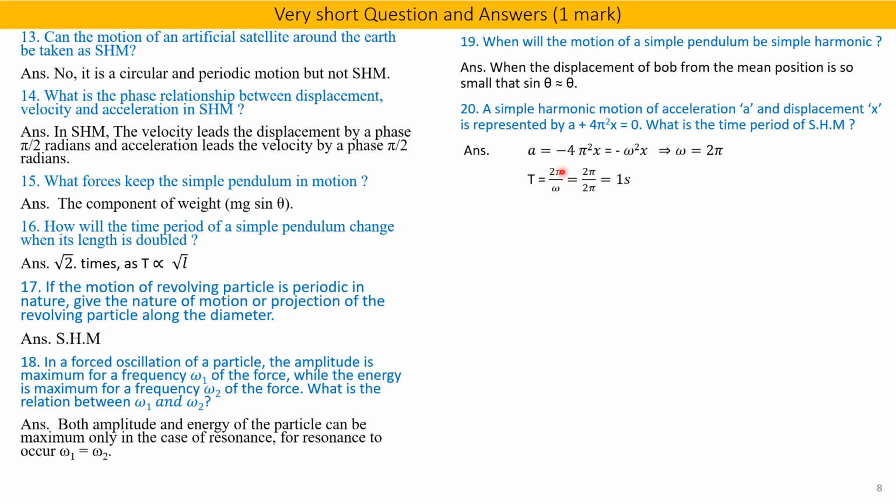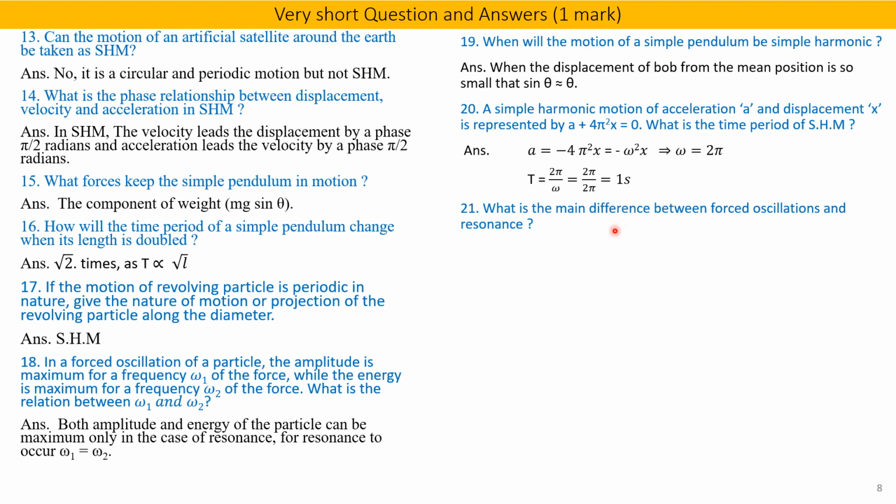Therefore, T is equal to 2 pi by omega. Substituting the value of omega, 2 pi gets cancelled. Therefore, the time period is 1 second. Please practice this relation, it is a simple formula.